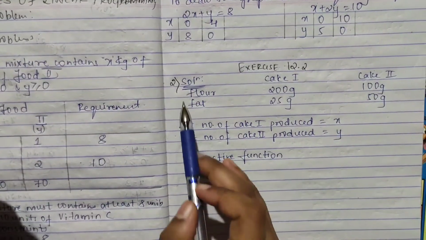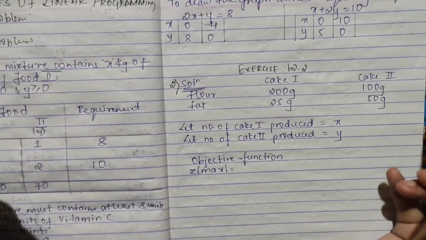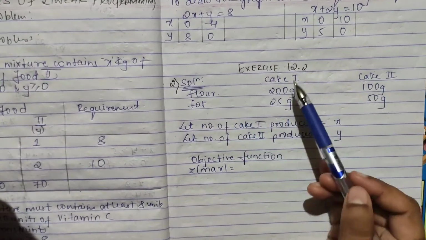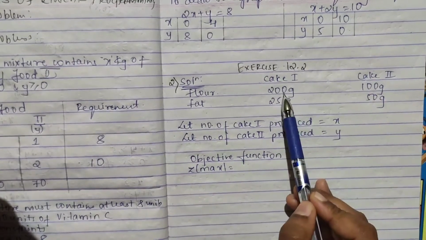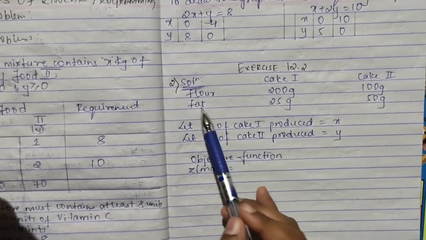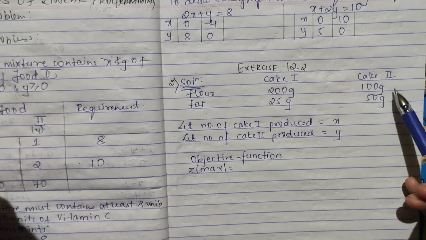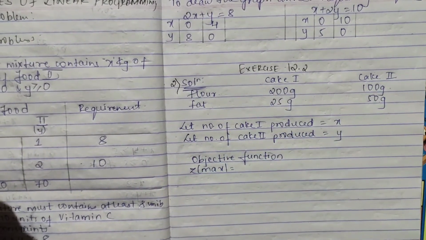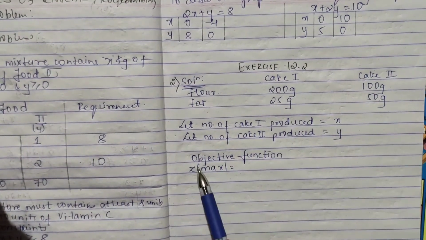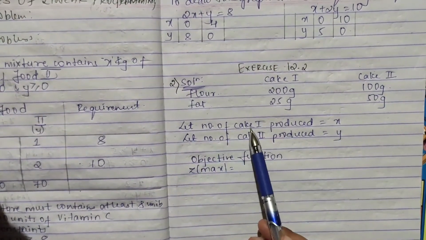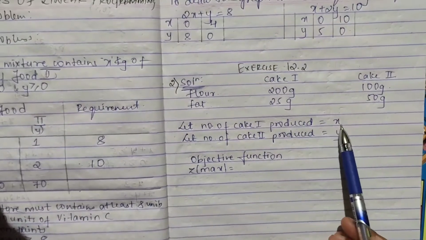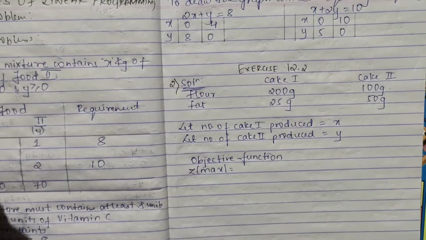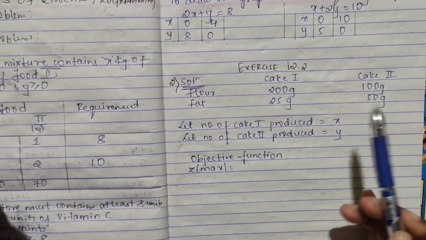Okay, so how I have written the solution. See, cake 1, cake 2. Cake 1 needs flour and fat. Cake 2 needs flour and fat. Cake 1 needs how much? 200 gram flour, 25 gram fat. Cake 2 needs 100 gram flour, 50 gram fat. Okay, this you have taken. Now what I am taking here: let the number of cake 1 produced be equal to x. Let the number of cake 2 produced be equal to y.